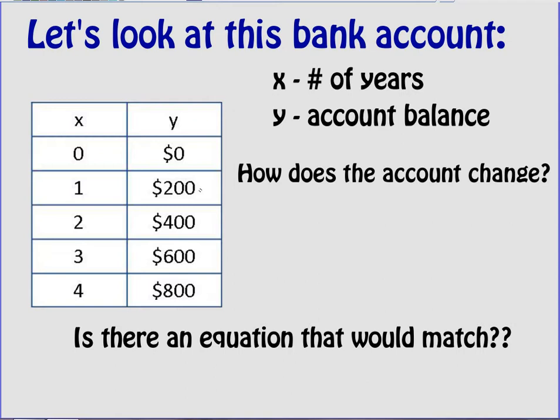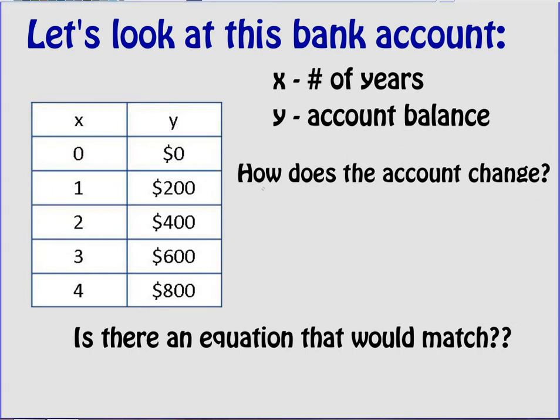After 1 year, I have $200 in the account. After 2 years, I have $400. In 3 years, I have $600, and in 4 years, I have $800. So how does our account change? What's going on between the number of years and the amount of money?